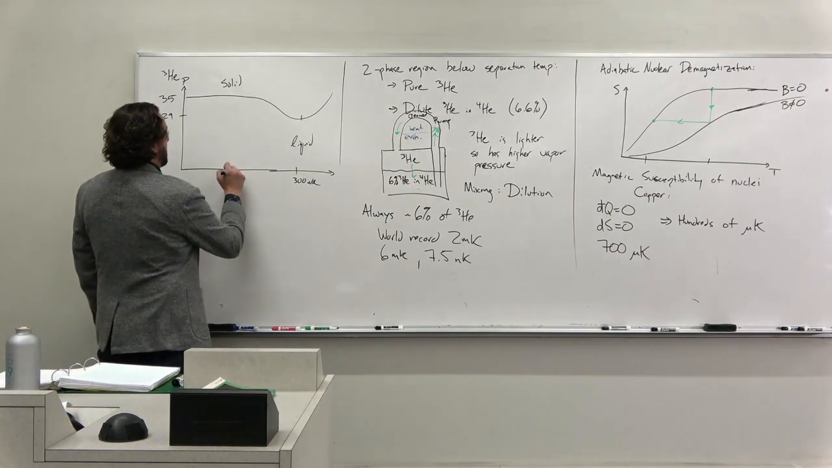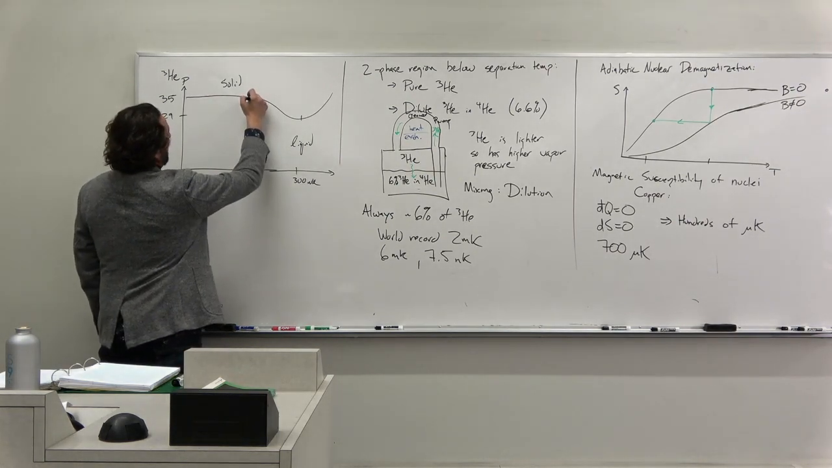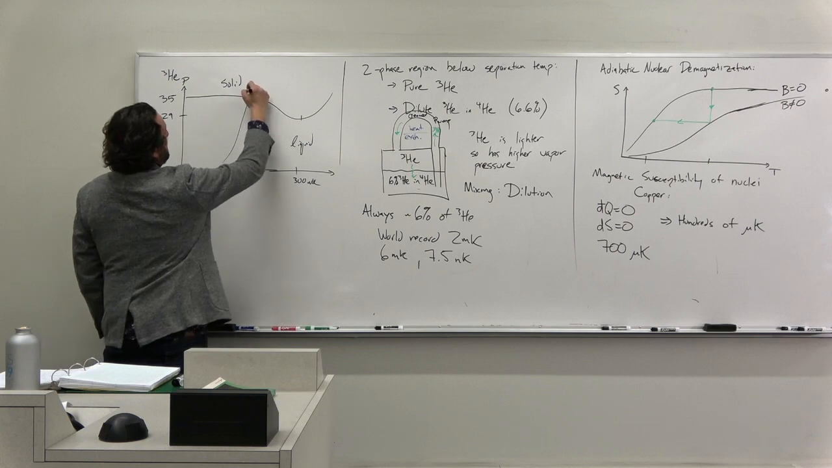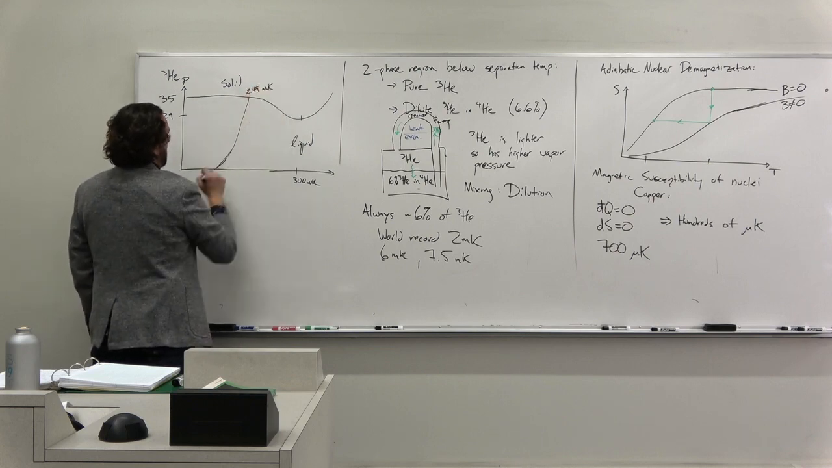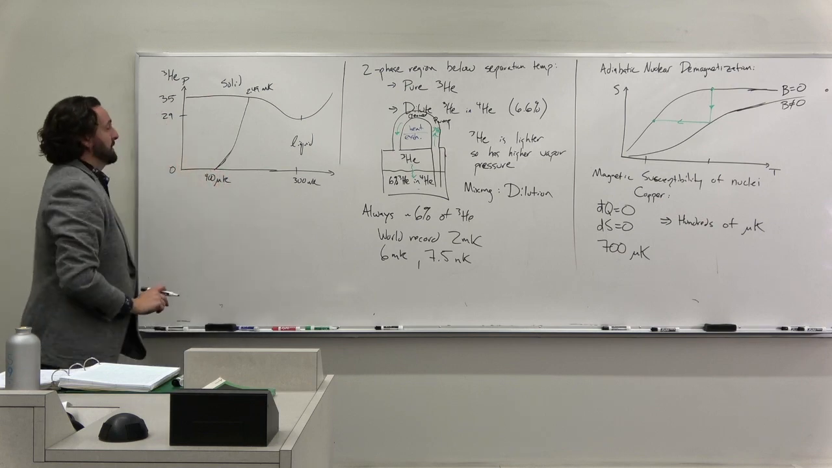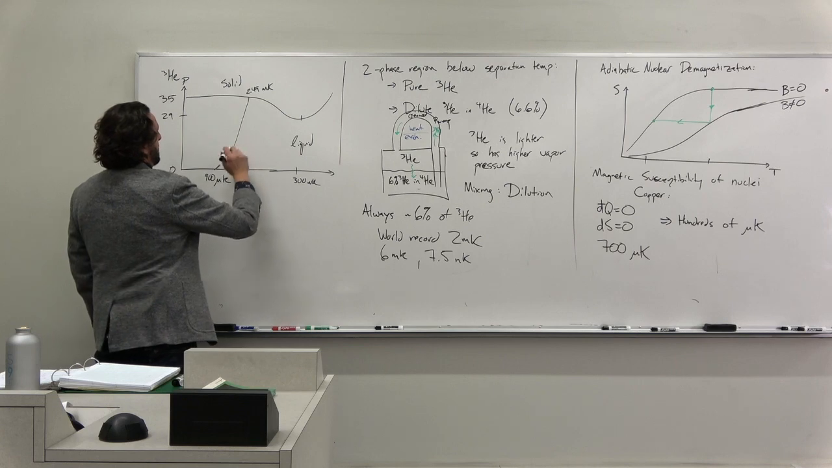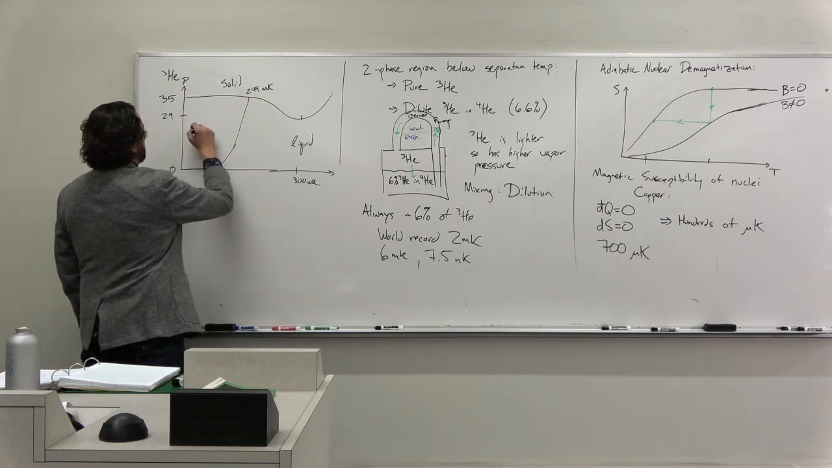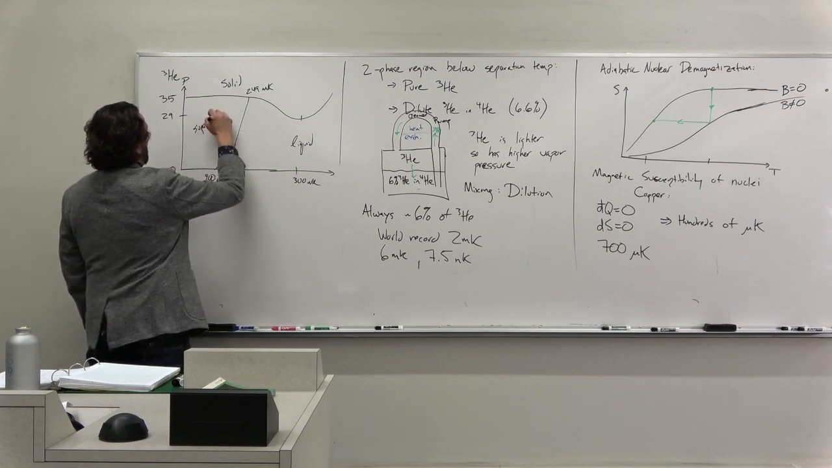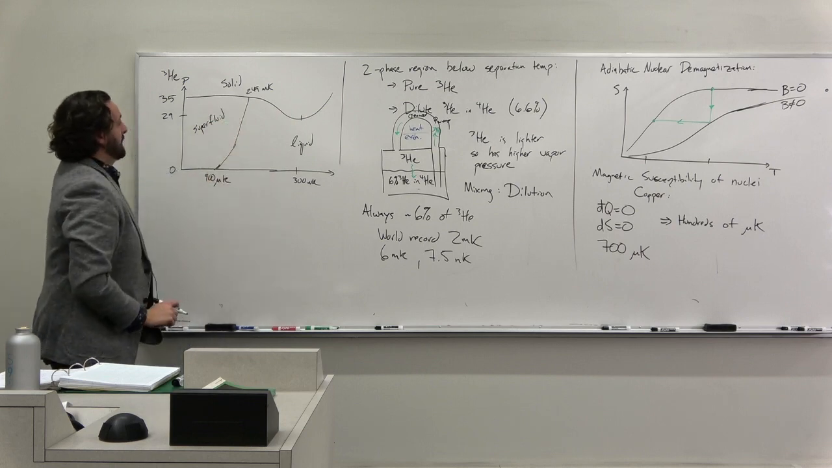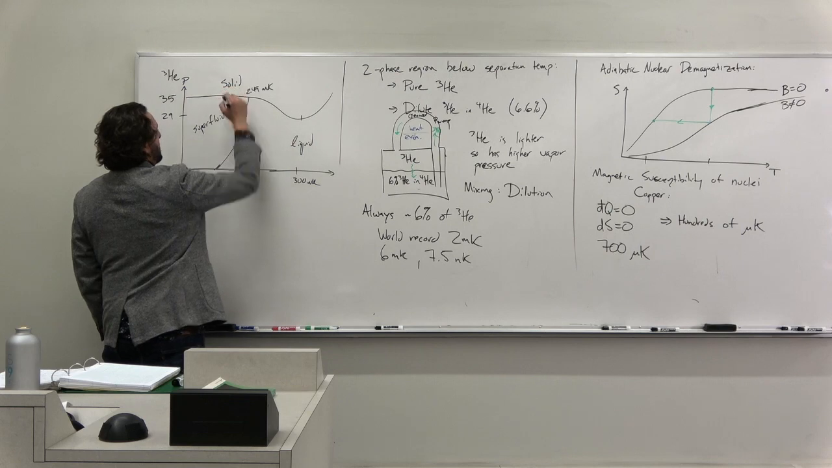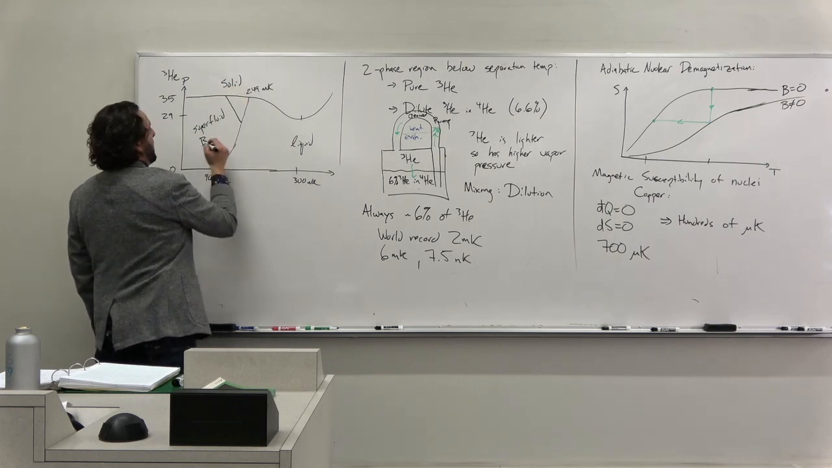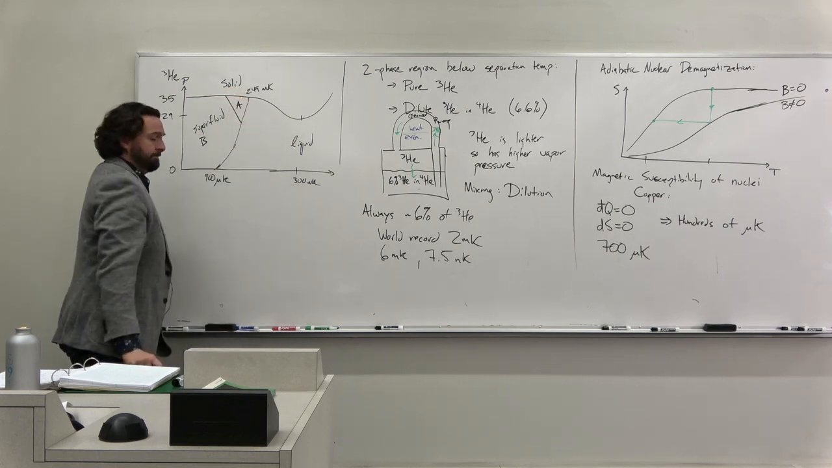Finally, at around 2.49 millikelvin, and this is down around 900 microkelvin at lowest temperatures, lowest pressures, you enter into the superfluid. And it turns out there's not one superfluid, there's actually two superfluids. This is called the B phase, and this is called the A phase.